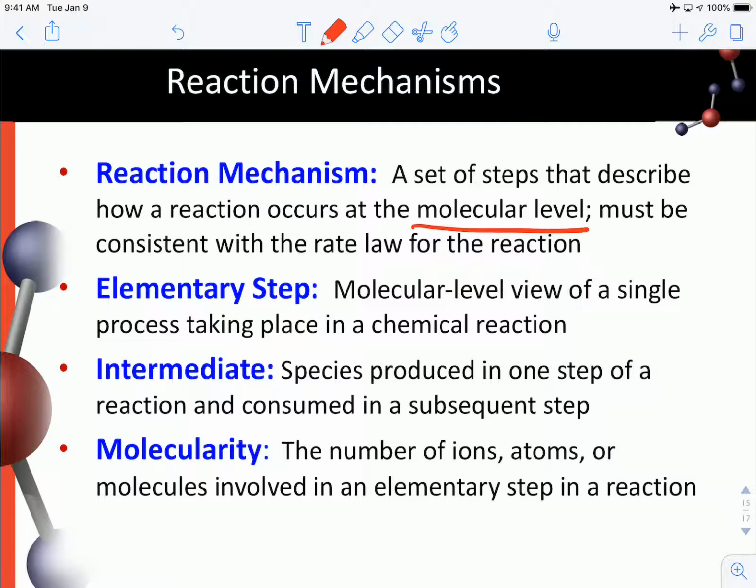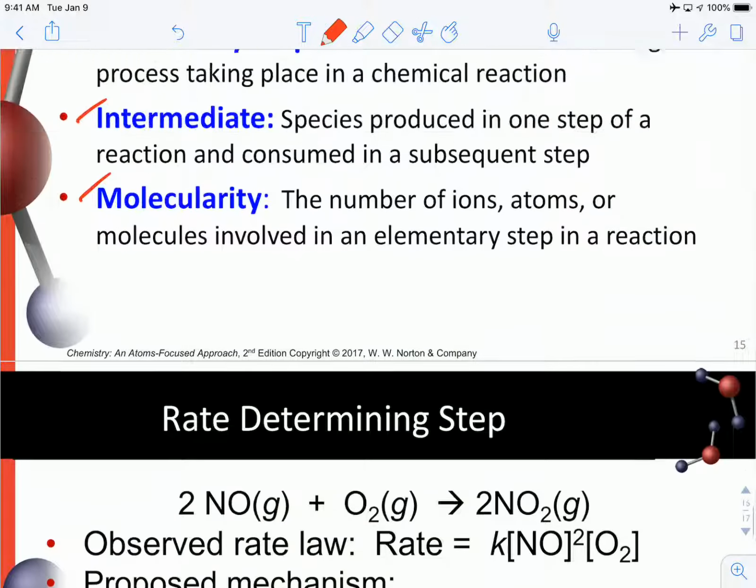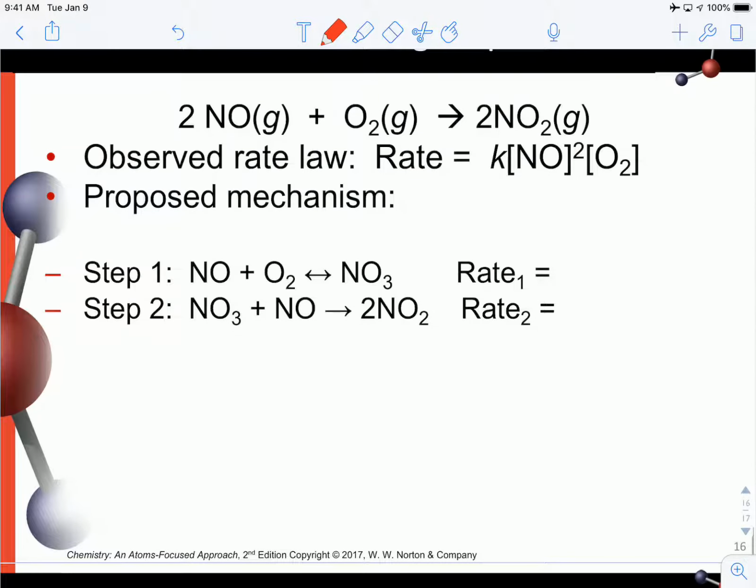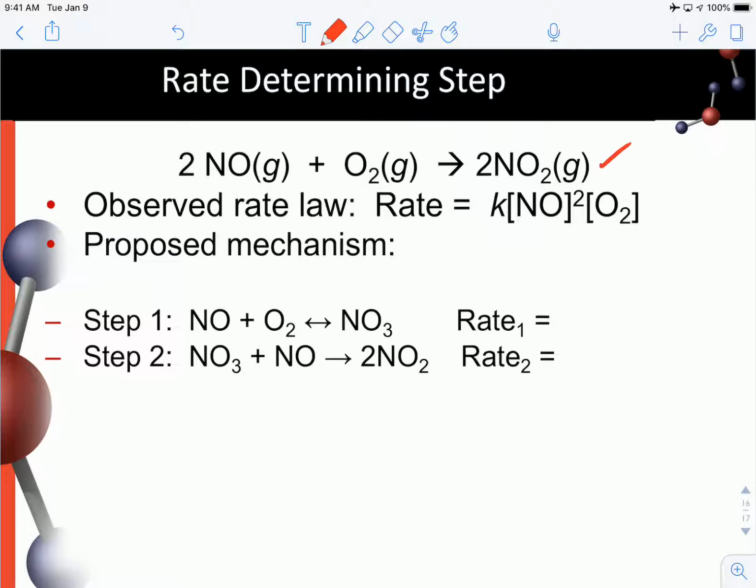What happens? Okay, so here's some terminology you should get familiar with in your book and learn what those statements mean. When we have elementary steps, it's a molecular level view of a single process taking place in a chemical reaction. Here you see an overall reaction and here's the observed rate law. What these are here are actually elementary steps, which means they are what is happening at a molecular level. And what we're seeing is that an NO molecule will react with an oxygen molecule to form NO3. We call that an intermediate. That doesn't show up here.